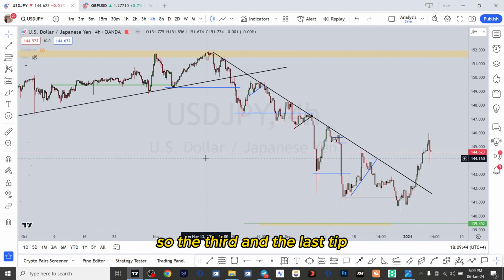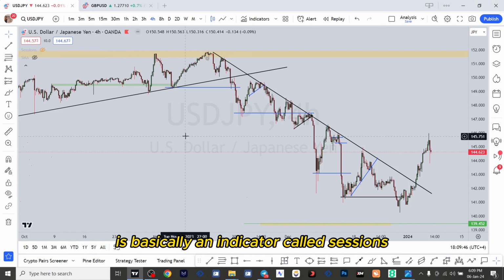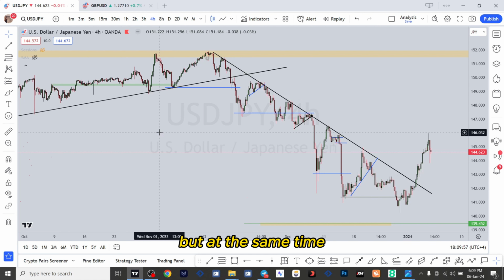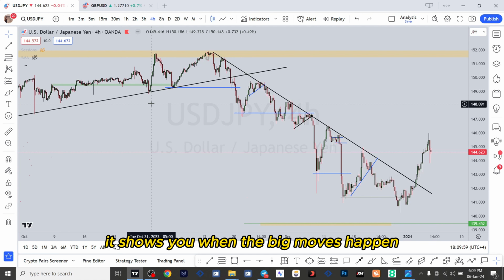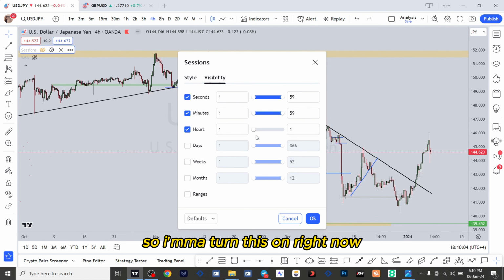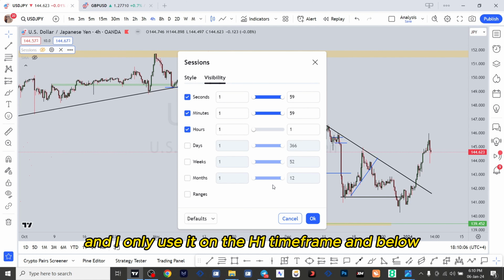So the third and the last tip is basically an indicator called sessions. It only works on the H1 time frame, and this basically helps you know when your session starts. I know we all know that, or you should know that, but at the same time, it shows you when the big moves happen, especially when backtesting. So I'm gonna turn this on right now, and I only use it on the H1 and below.